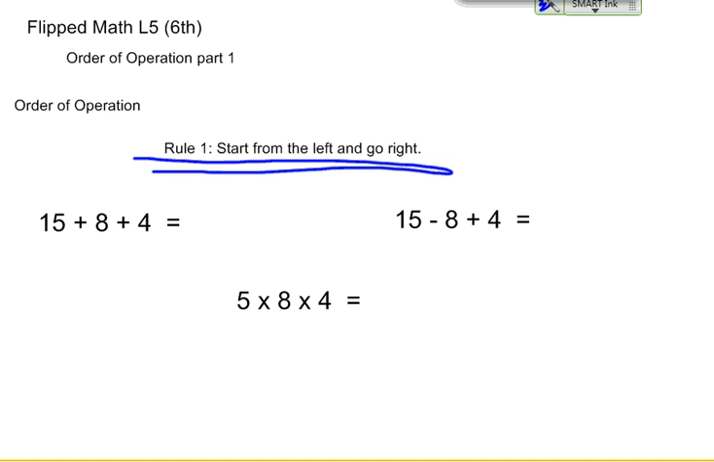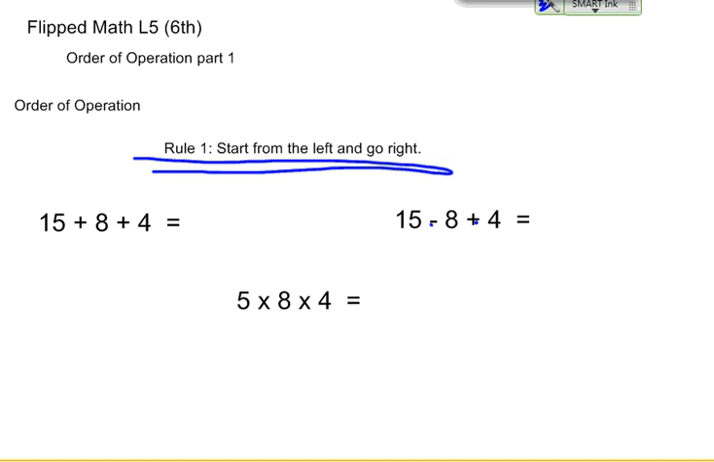Now this rule applies specifically to when you have either the same symbol in there or you have opposite symbols like subtraction and addition. Once you start mixing symbols, having multiplication, division, addition, subtraction, all those things, then we're going to have some slightly different rules, but those are going to come up later. So we're not going to worry about that right away.